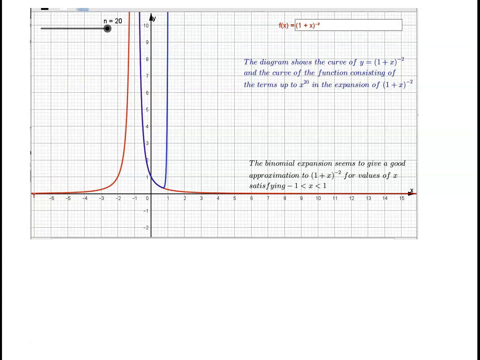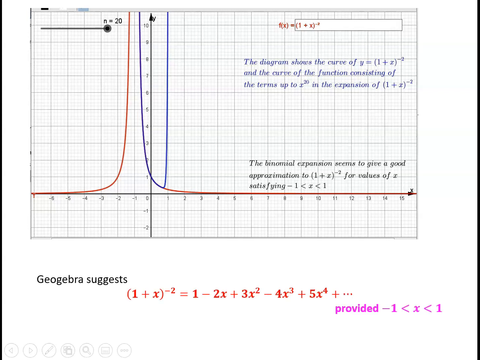However, outside the interval of −1 to 1, the approximation obtained from the series is nowhere near the function itself. So we can say that it looks as if the series (1 + x)^(−2) = 1 − 2x + 3x² − 4x³ + 5x⁴, etc. is valid provided the value of x lies between −1 and 1.